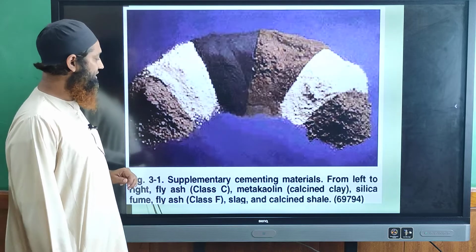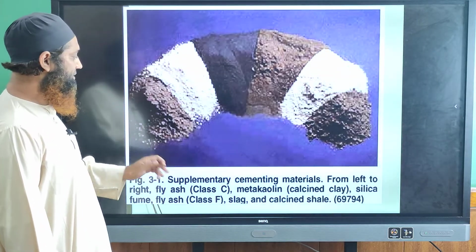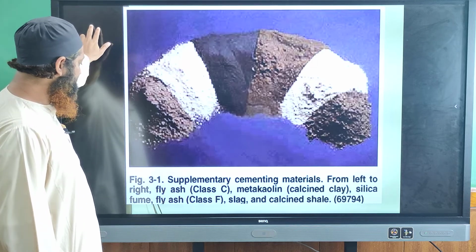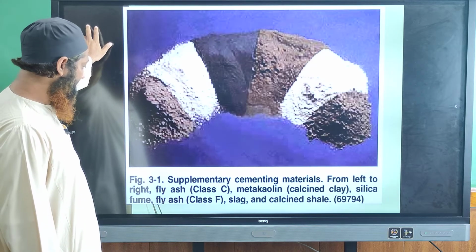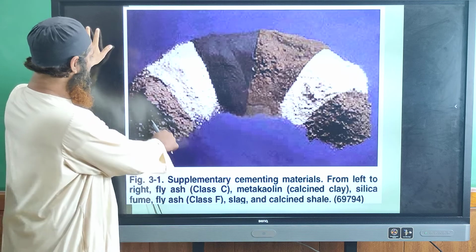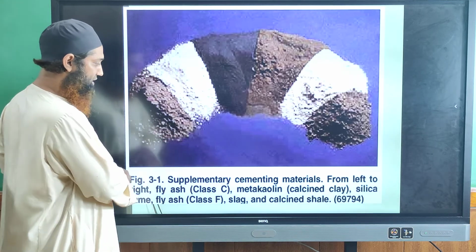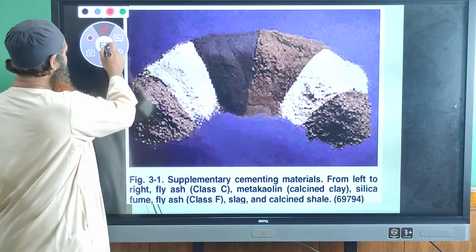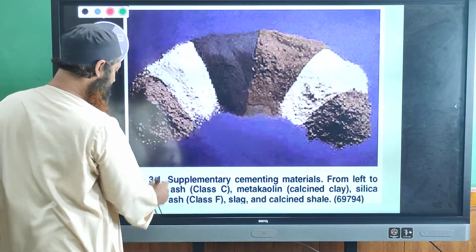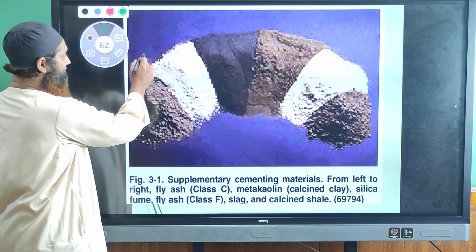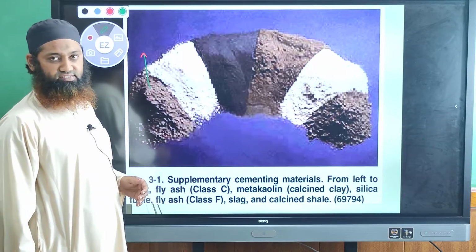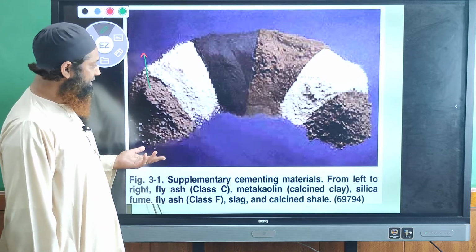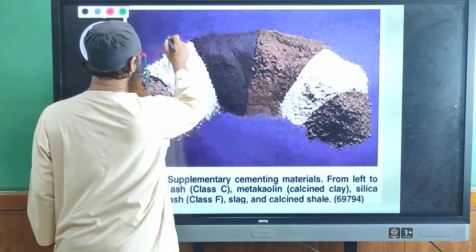Let us see it here. You can see these are the supplementary materials from the left side to the right side. The first one is fly ash. What is fly ash? This is the class C fly ash, and the other one is the metakaolin. The next one is the silica fume. This is the fly ash class C. In class C fly ash, the amount of calcium oxide is about 8 to 10%. And in the metakaolin, this white one is the metakaolin.